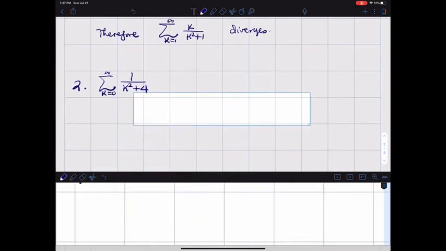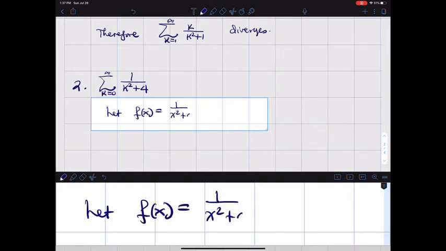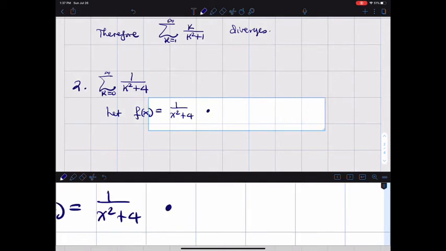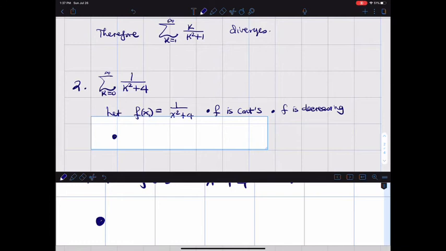Again, choose your f of x to be, we can say let f of x be 1 over x squared plus 4. So we need to check that f is continuous. f is definitely decreasing. Check that. f is decreasing. What else? f is positive.